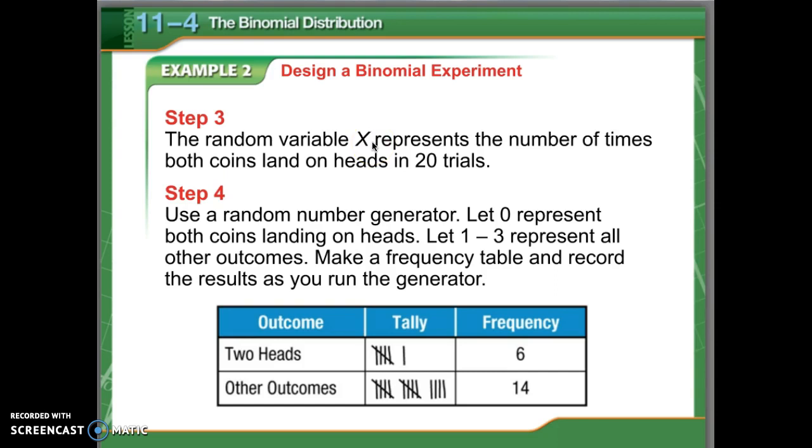Step 4, they said to use a random number generator. You can do that on the calculator. You could just actually flip 2 coins. It's always faster to use a number generator on your calculator. When you do this, let's pull in the calculator.